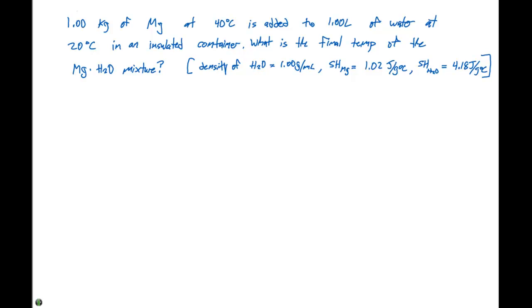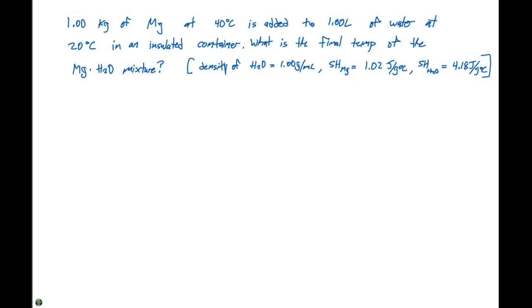In the previous video, we set up a relationship of what heat is as it compares to the mass, the specific heat, and the change in temperature. And here we're going to go through an example of this. So 1.00 kilograms of magnesium at 40 degrees Celsius is added to 1.00 liter of water at 20 degrees Celsius in an insulated container. What is the final temperature of the magnesium water mixture?